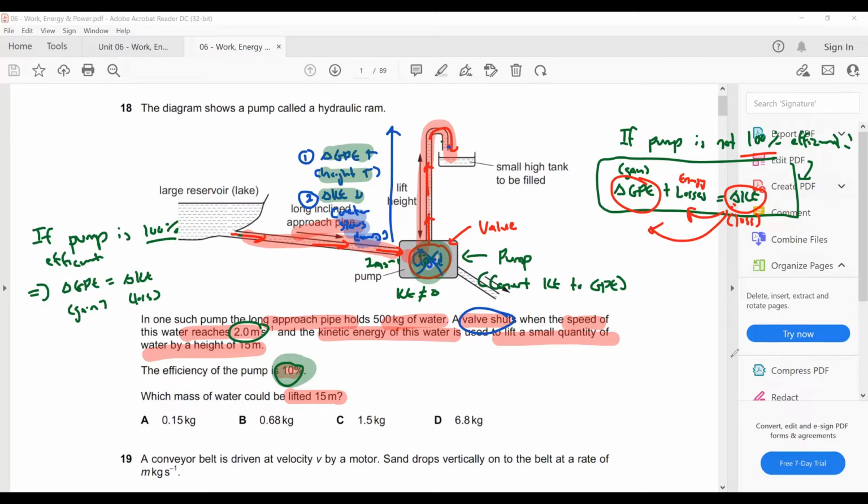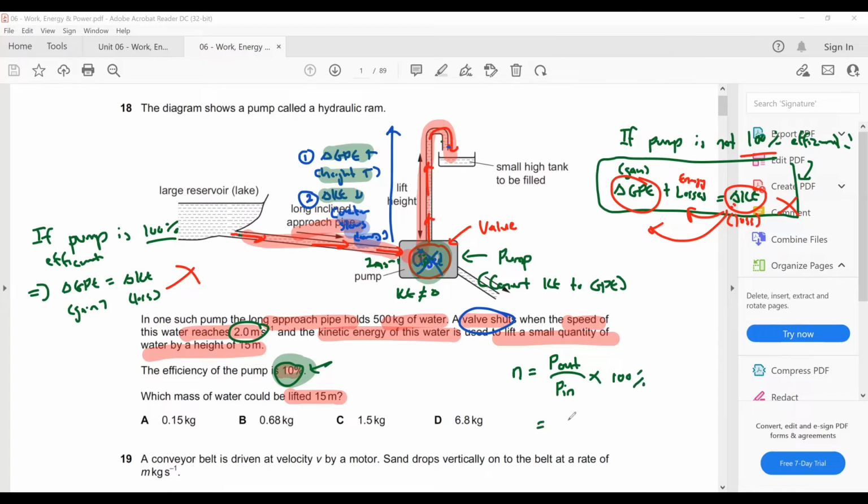So you won't really be using this equation to solve this question. Instead, you use a different one. You will make use of the concept of efficiency. So what you see here is that the efficiency is 10%. Recall the efficiency is P out over P in times 100%.